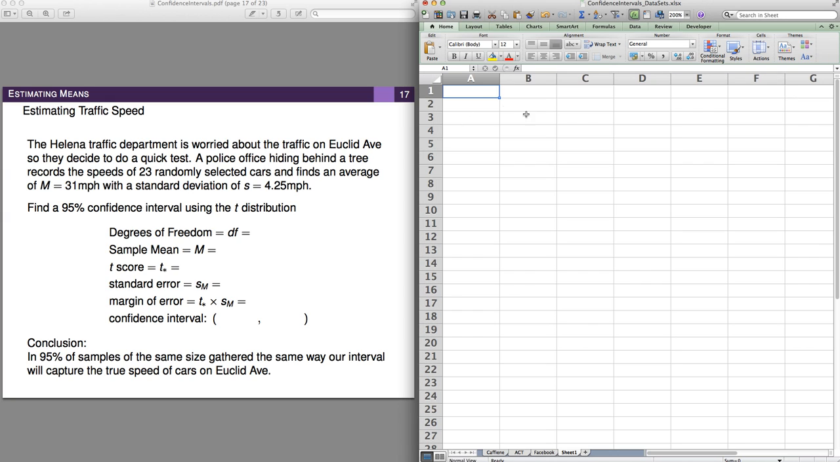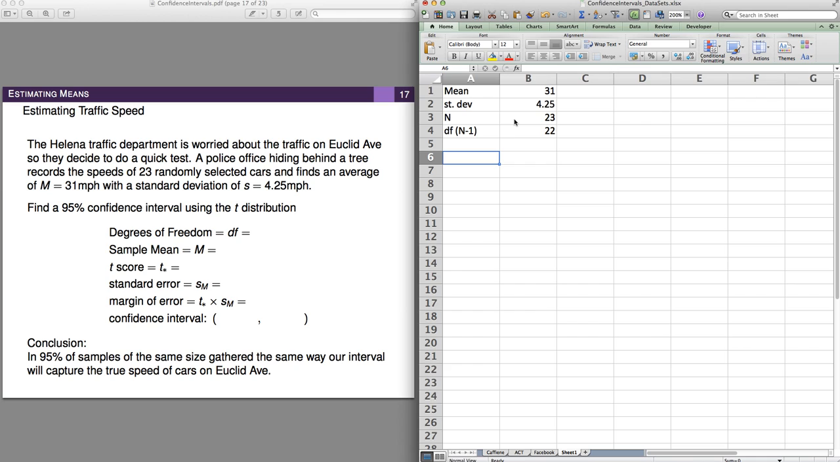So let's build these things in Excel here. So we've got a mean of 31, a standard deviation of 4.25, the sample size is 23. Now degrees of freedom. Remember, degrees of freedom is calculated by doing sample size minus 1. So that is sample size minus 1, that's 22.